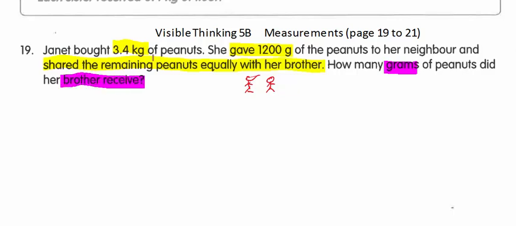Now for this topic, one of the keys that you should remember is to look very carefully at what the question is asking, and what units the question is asking for. So in this question, it's talking about grams. So if you leave your answer as kilograms, then your answer will be wrong. So always remember what the question is asking you to do. This question is very, very straightforward, so I'm just going to quickly work out the solution.